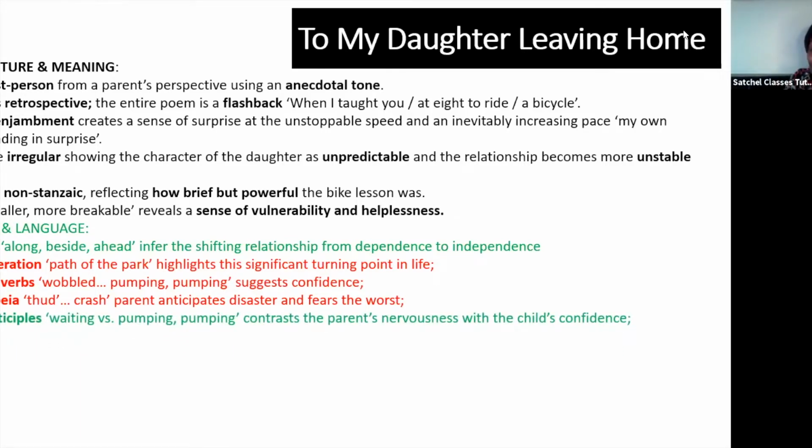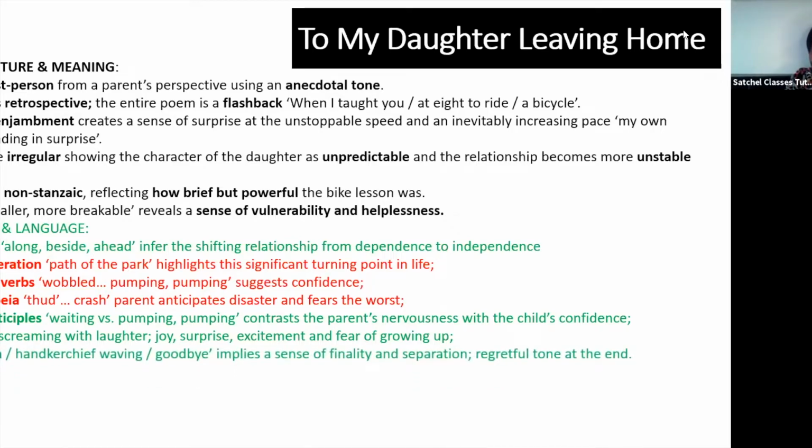And those participles, waiting of the mother and the pumping, contrast the nervousness and the confidence of the child and the parent. And then the oxymoron, "screaming with laughter." So the screaming suggests pain or terror, and then laughter is that joy and surprise. So it's that combination of emotions as she's growing up and becoming more distant physically and emotionally from that parent-child relationship. Then there's a final simile, "like a handkerchief waving goodbye."